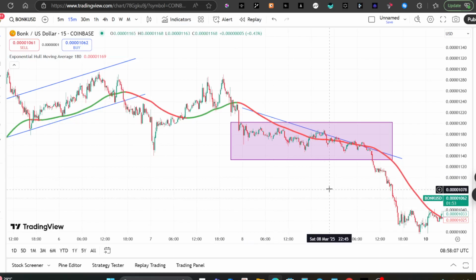so there you have it. The exponential Hull moving average is a game changer for traders looking for a fast, smooth, and reliable moving average. Whether you are scalping, day trading, or swing trading, this indicator can help you stay on the right side of the trend and avoid unnecessary noise.